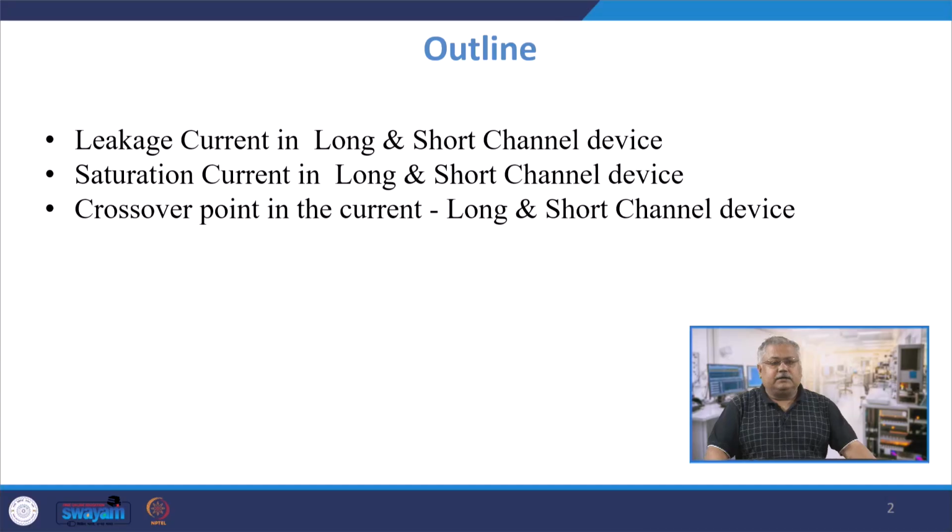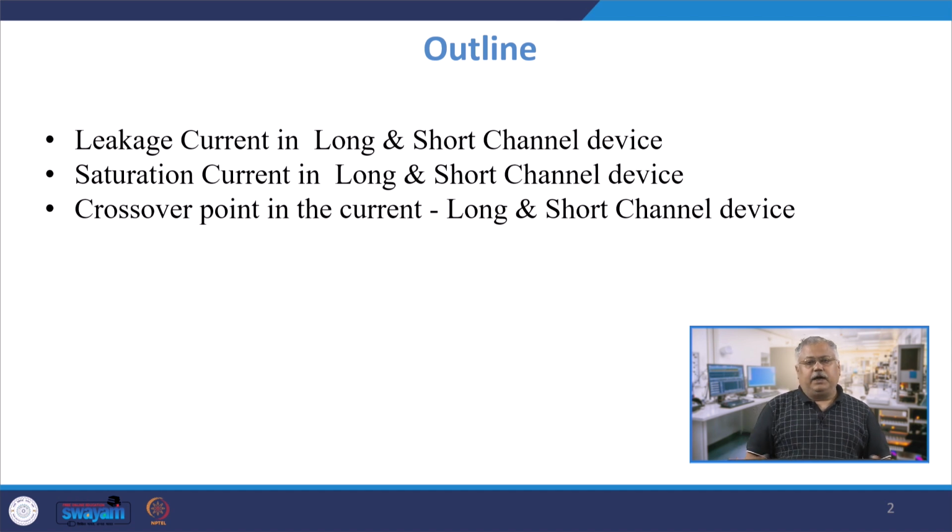This is lecture number 35 and we will be looking into the effect of cryogenic temperature on leakage and saturation current. So, the outline of this talk will give you an idea about the leakage in long and short channel devices. We will understand what is saturation current and the crossover point in current.